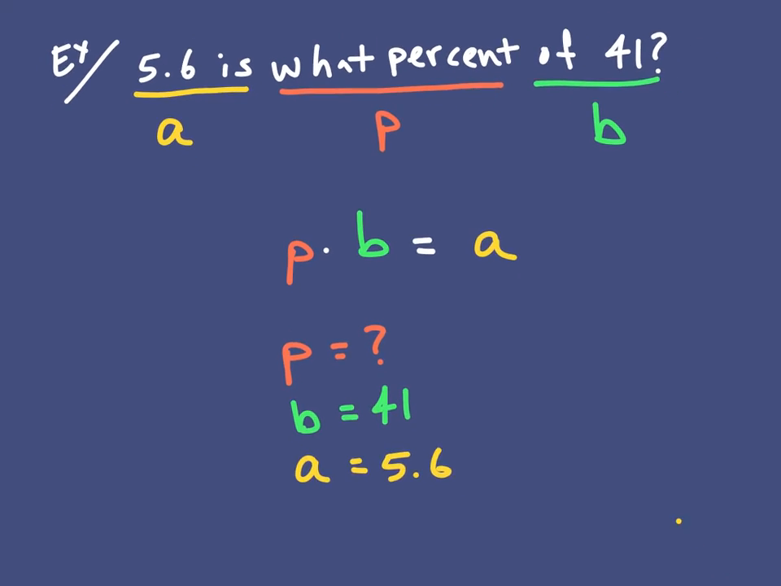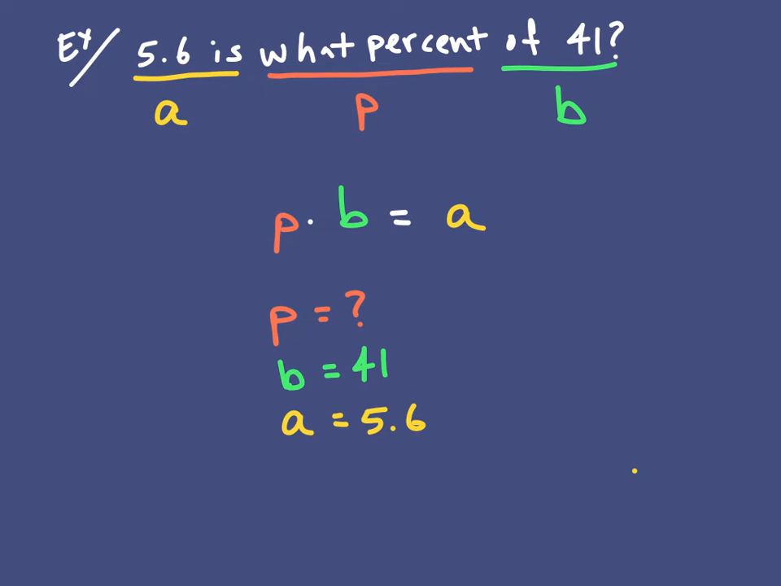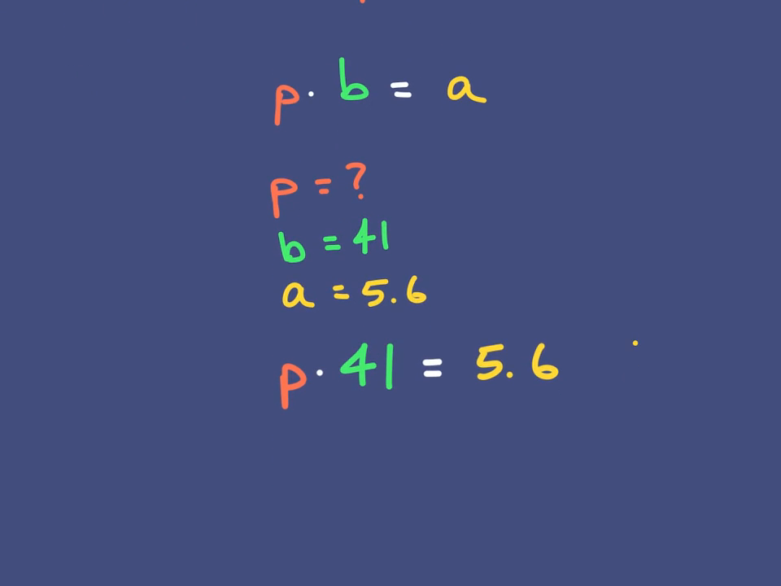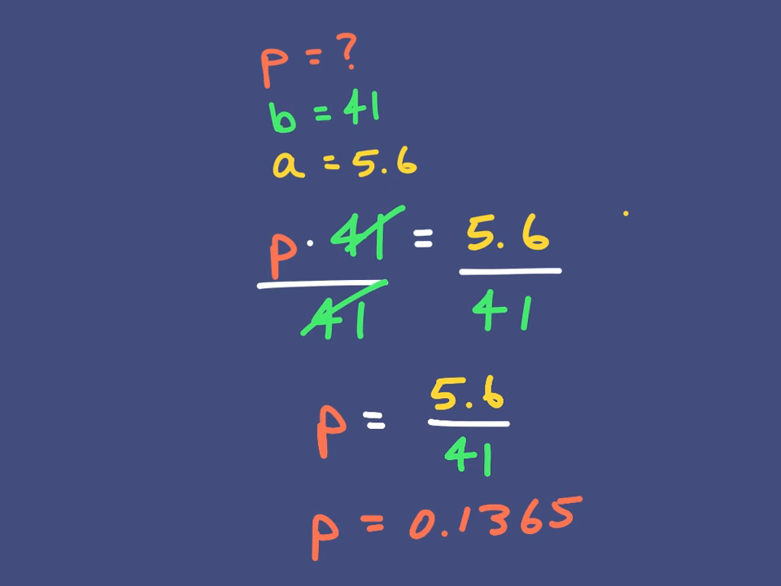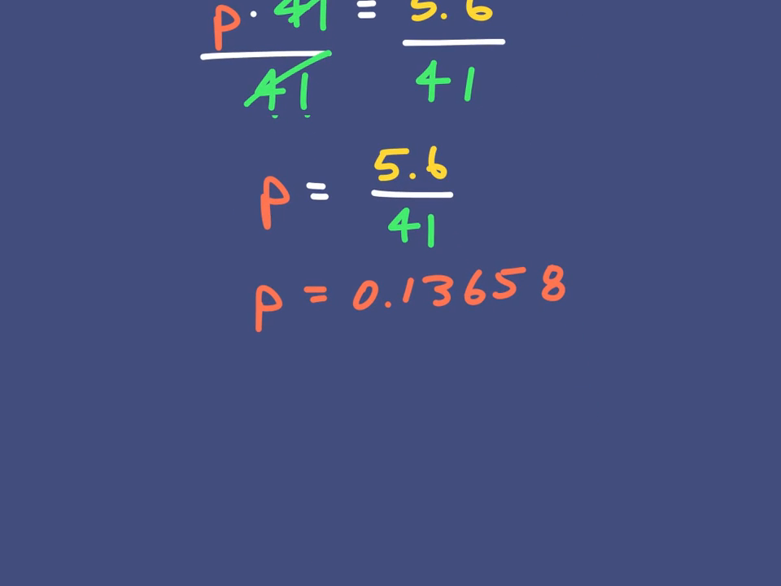From here we can plug those values into our equation, and we're going to write P times 41 is equal to 5.6. We're going to solve this equation for P by dividing both sides by 41. Your 41s divide out, and then you've got that P is equal to 5.6 divided by 41. That's what we're going to put in the calculator. And we end up getting a value, P is equal to 0.13658.